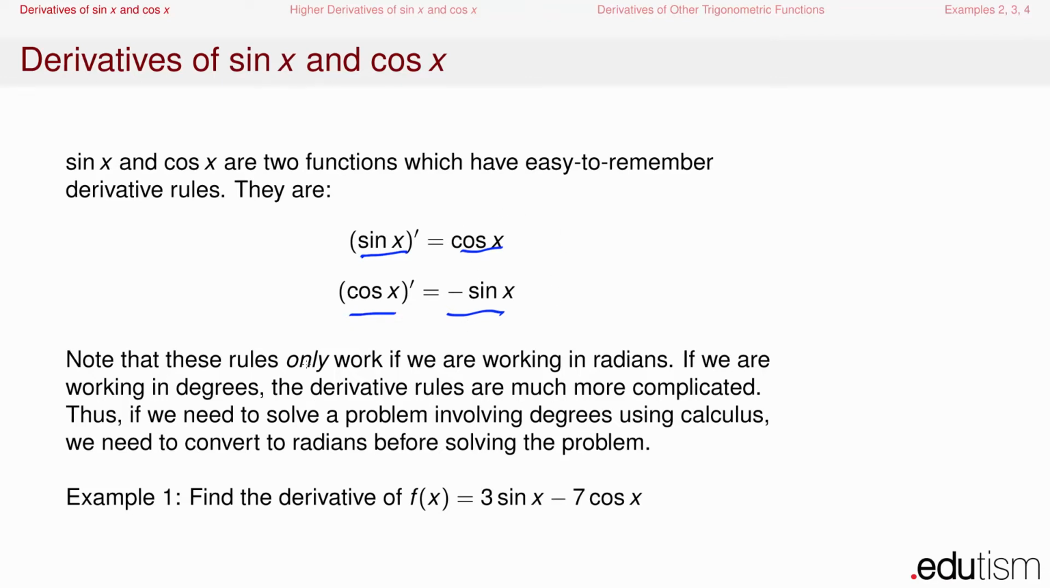The only confusion people sometimes get with them is forgetting which one is positive and which one is negative. However, these rules only work if we're working in radians. If we're doing some problem in which we're using degrees, the derivative rules turn out to be much more complicated in that sort of situation.